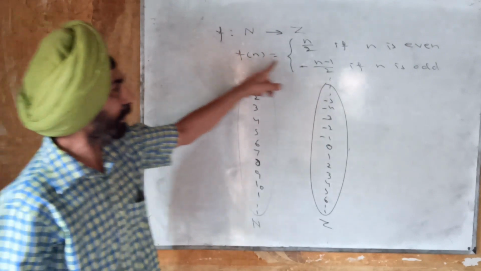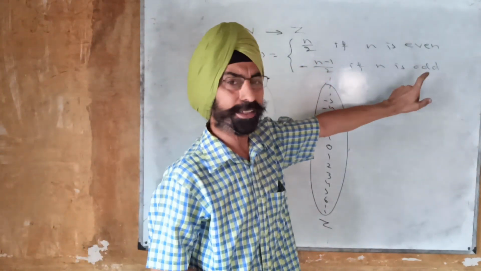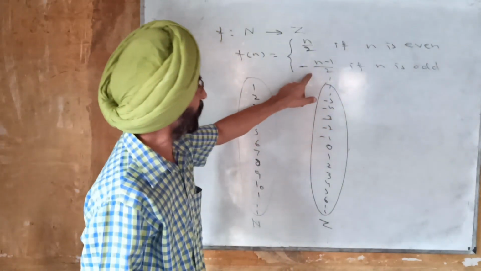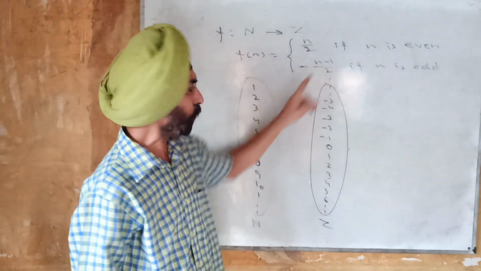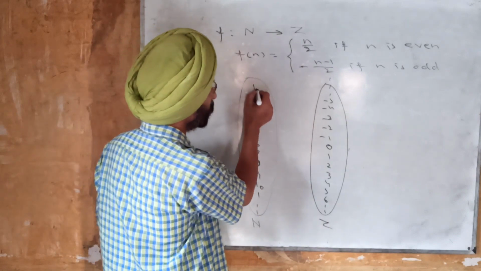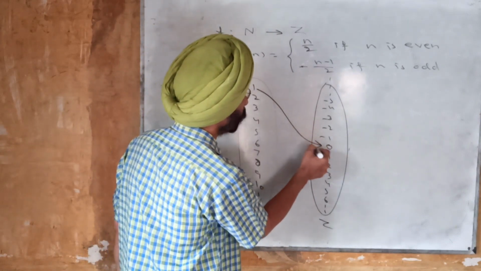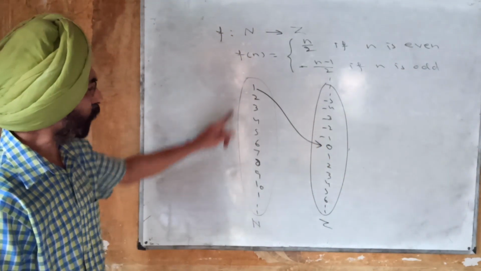So f of 1, here 1 is odd. So if 1 is odd, the image will be minus (1 minus 1) by 2. 1 minus 1 is 0, so the image of 1 will be 0. Image of 1 is going to be 0. What is the image of 2?